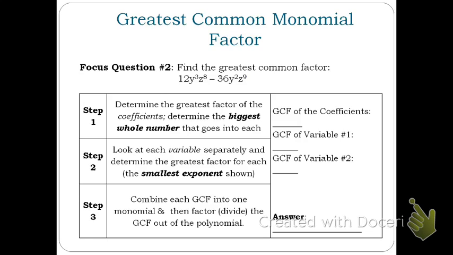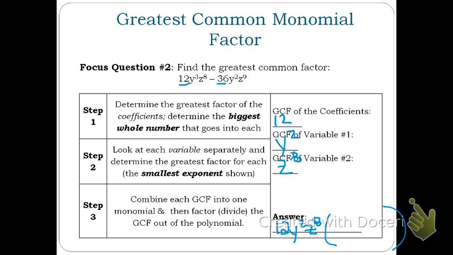Let's try another one that has more than one variable. First, find the greatest common factor of the coefficients. The coefficients are 12 and 36. The biggest number that goes into both of those is 12. And then your variables that are common in both terms are y and z. The smallest exponent on your y is 2. The smallest exponent on the z is 8. So when we factor it out, the monomial that factors out is 12y to the second, z to the 8th.